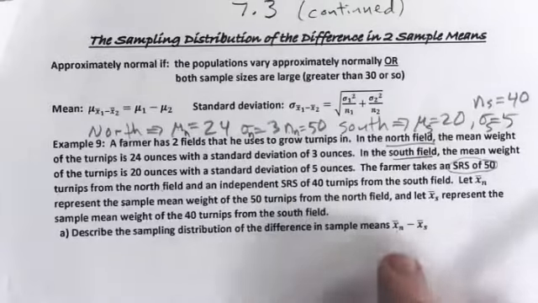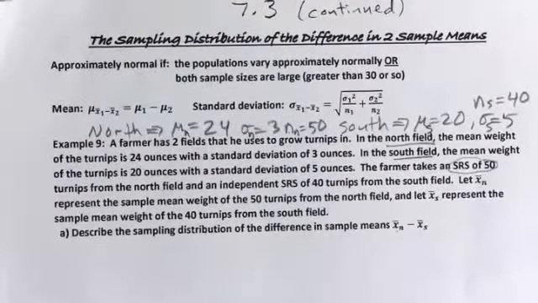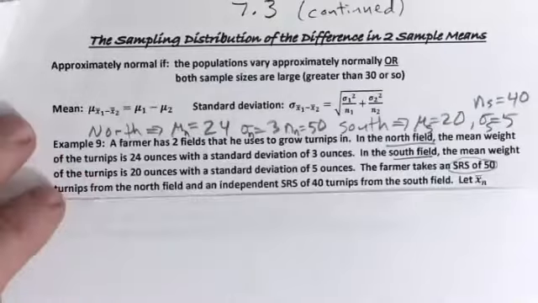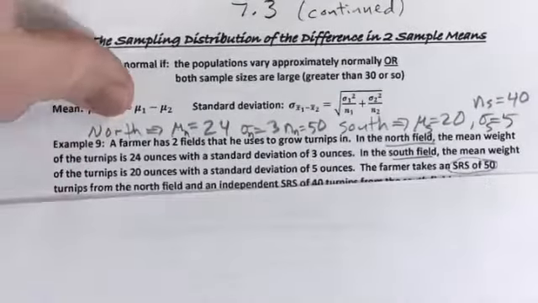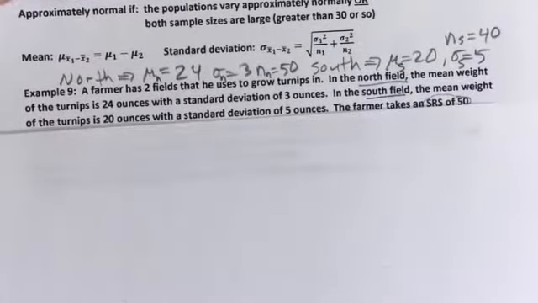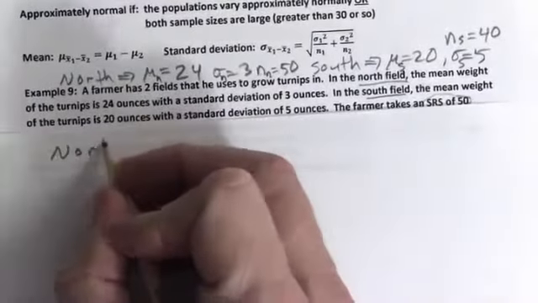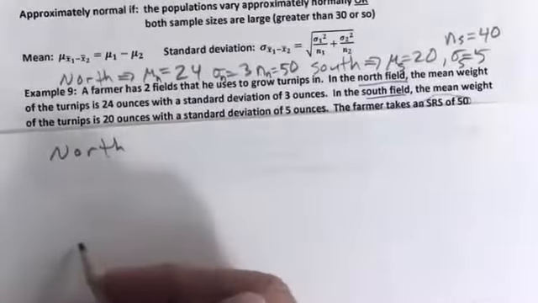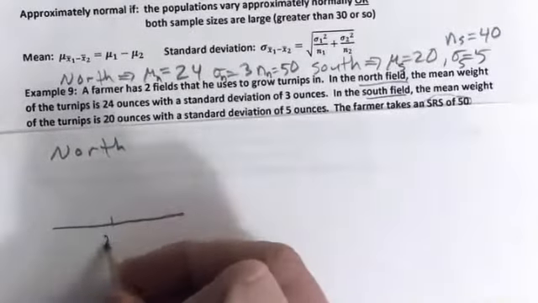So what happens when we subtract sample means? That is the deal going on in this section. Let me explain the concept of the sampling distribution of the differences by talking about the sampling distribution of both of these single samples. Let me remind you from the first part of section 7.3. We've got these turnips in the north field that have a mean weight of 24. So if you were to look at the population, it would be centered around 24.